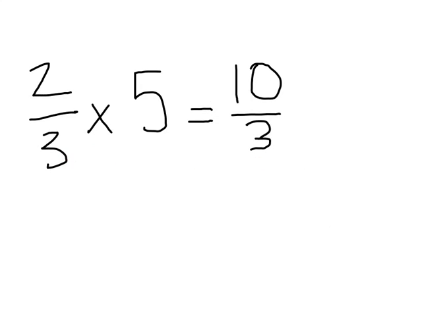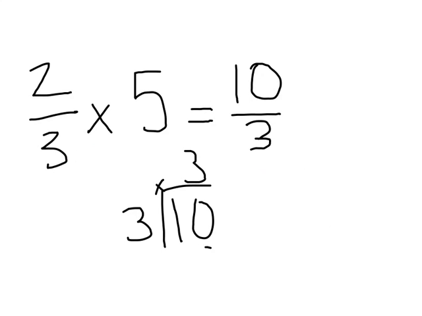My next step is to change that into a mixed number by dividing 10 divided by 3. When I divide 10 divided by 3, how do I write the result as a mixed number? Well, 3 goes into 10 3 times. 3 times 3 is 9. And when I subtract, I have 1 left over. That's 3 and 1/3.